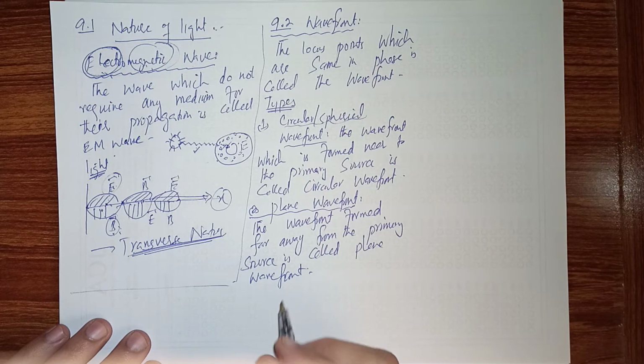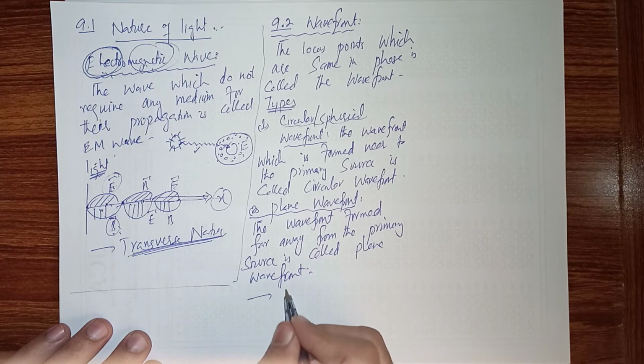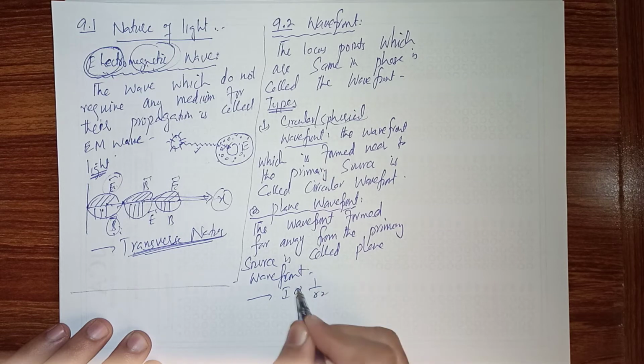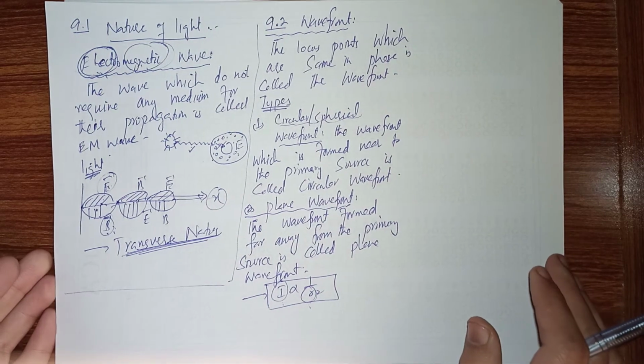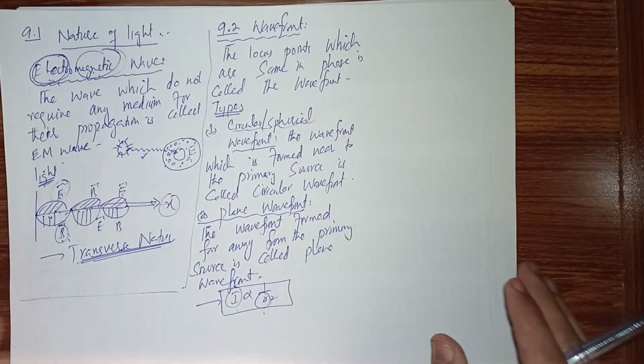Now remember, wavefront explain diffraction, so it is following inverse square law. Inverse square law says that whenever there is increase in distance, the intensity of the light will decrease. So intensity and the distance both are inversely proportional to one another. Okay.